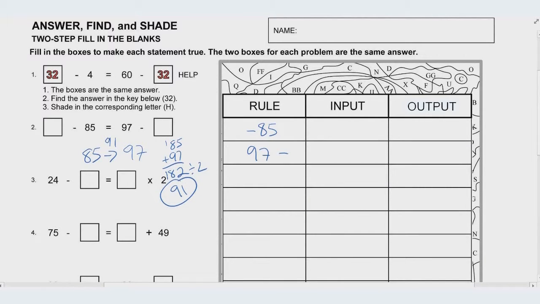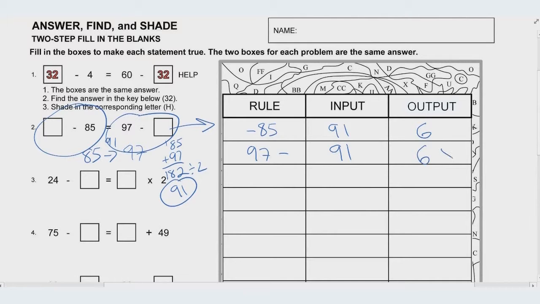Do you see how I took the operations right here and put them in for the rule? Then for the input, I'm going to put what I think the empty box is going to be, which is 91 and 91. And then I'm going to solve. 91 minus 85 will give me 6, and 97 minus 91 will give me 6.